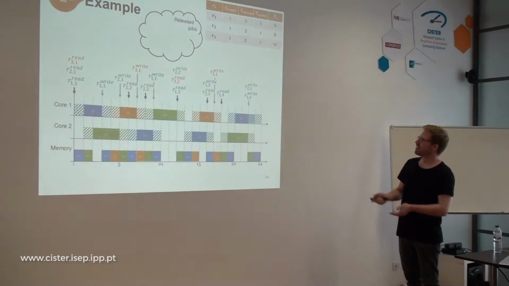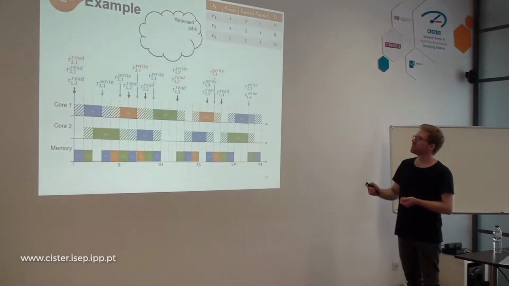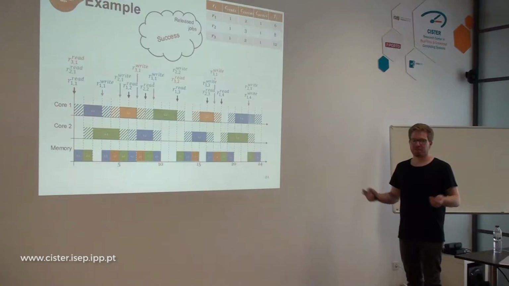And yeah, we can see once we reach the hyper period, which is 24, there is no job up here. All the jobs are finished. So basically we can return success because we found a valid schedule.